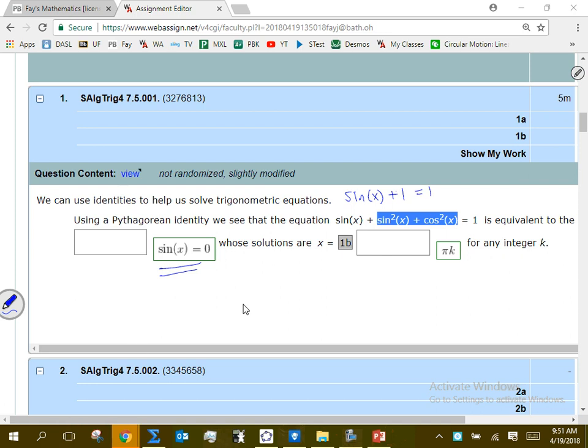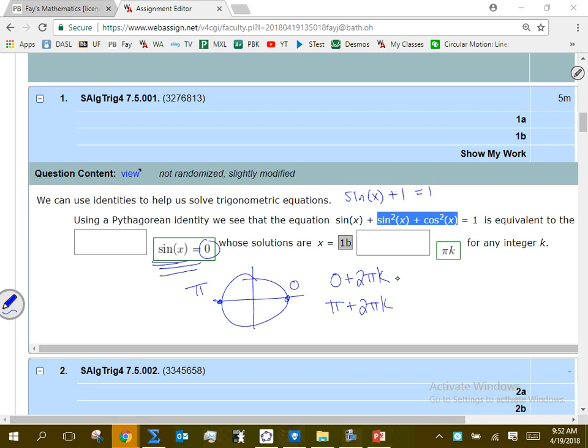And then it says whose solutions are pi k for any integer. All right, so if I ask you on the unit circle, where is the y value equal to 0? Because that's what this is saying, where is sine equal to 0? It is there at 0 and pi, right? So usually what we've been doing is saying 0 plus 2 pi k and pi plus 2 pi k, where k could be any integer.